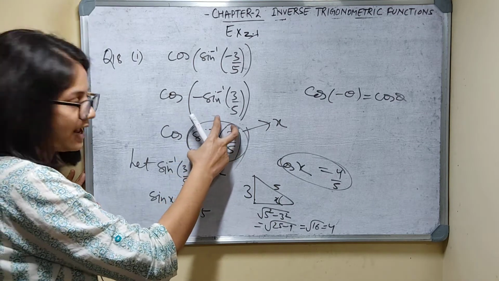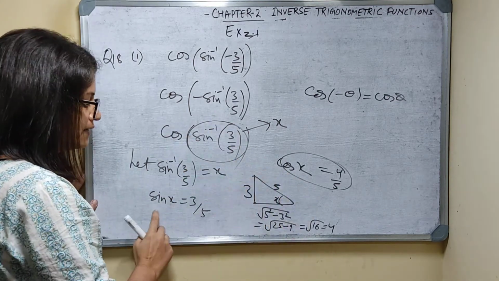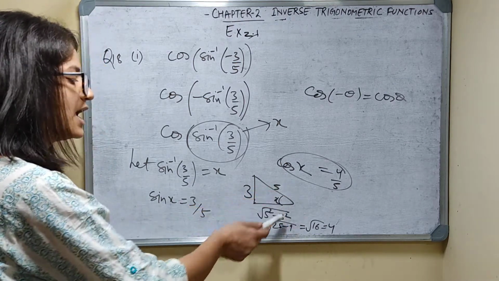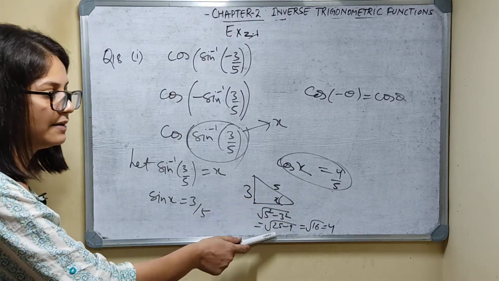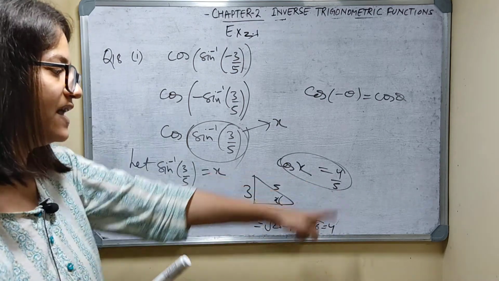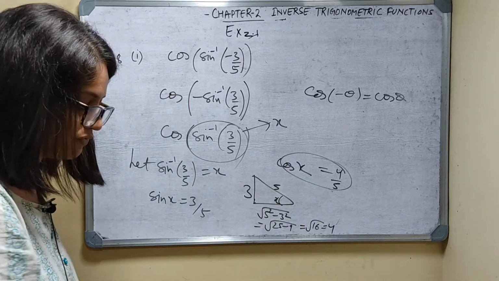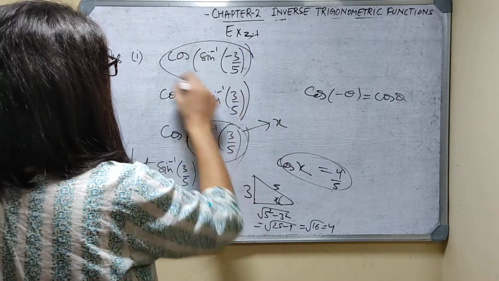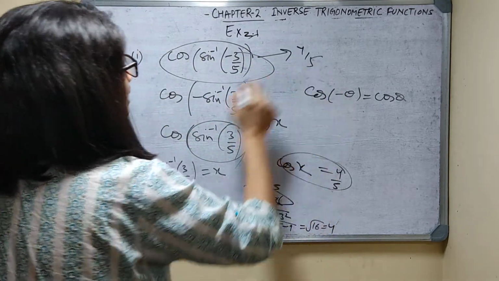And I know this value is x. So cos x will be what? Sine x I know is 3 by 5. Sine x is perpendicular by hypotenuse, so I can find the base. If I find the base, cos x is base by hypotenuse, which is 4 by 5. So the answer is 4 by 5. Cos x is 4 by 5. Like this you have to solve.